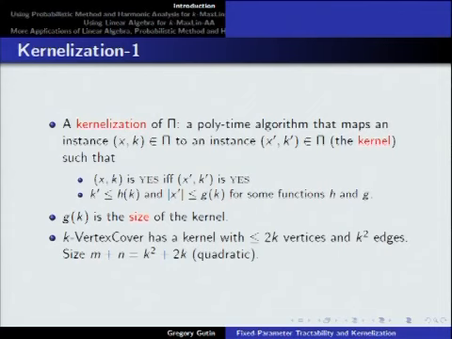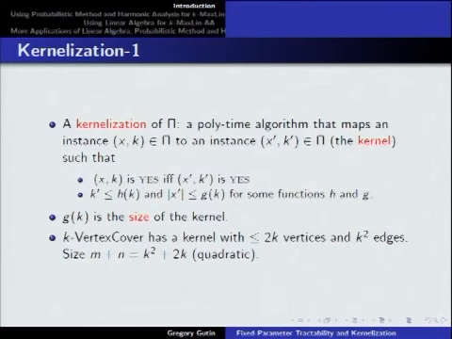Now, another notion related to FPT is kernelization. Kernelization is basically a polynomial time algorithm that maps an instance of a parameterized problem to another instance, which we call the kernel, such that they are equivalent: yes if and only if yes. We are speaking about the decision problem here.